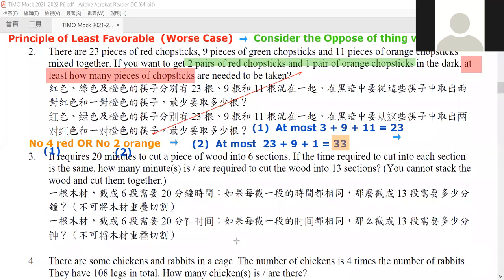Now, but in here, some of you have said that the 2 orange is for a pair of orange. Yes, it's for a pair of orange, but notice that in here, all we need to do is to talk about how it will satisfy these conditions. But this condition is the direct opposite of what we want, okay? So it would be at most 33.